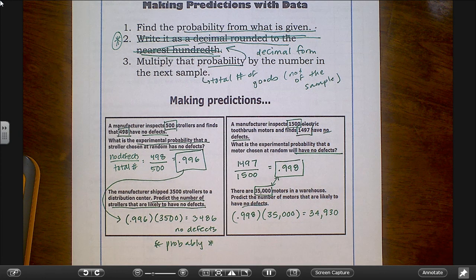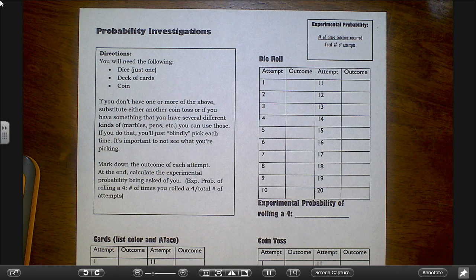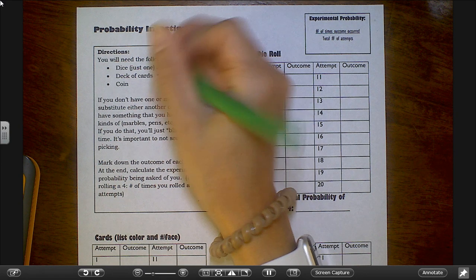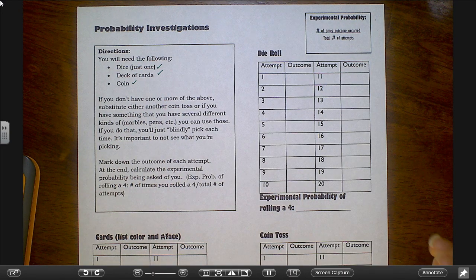All right, so those are our notes for today. And what I have you doing here for experimental probability is, if you choose, you can find a few different things. So a dice, so just one dice, a deck of cards, and a coin. If you don't have those things, you can choose to do something else, whether you put 5 different colored pens in a bag and you don't look and you pick one out, or whatever. Find something that has different outcomes and make your own experiment.